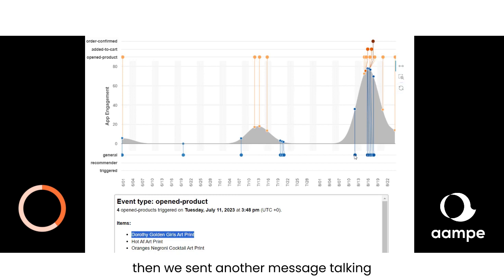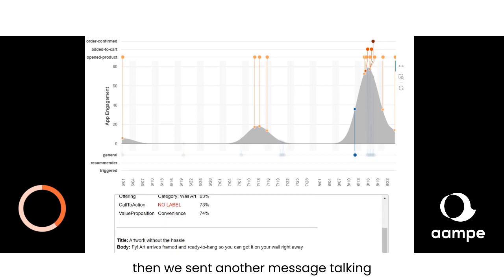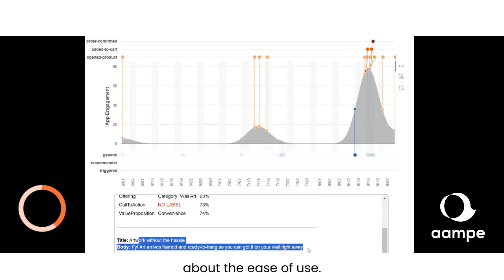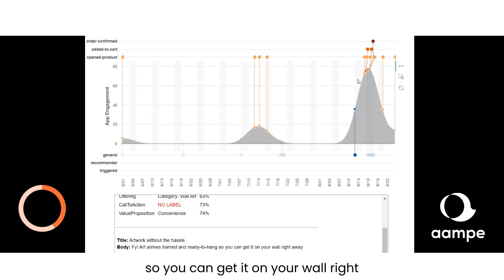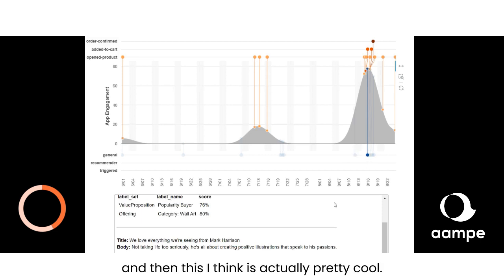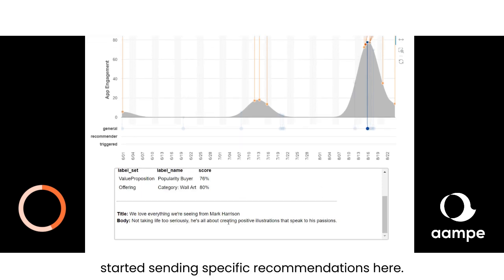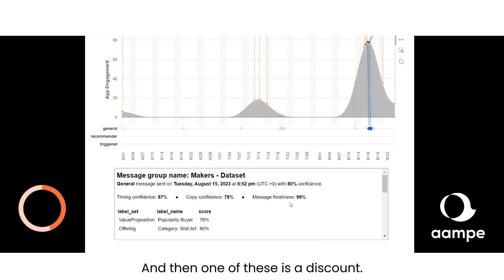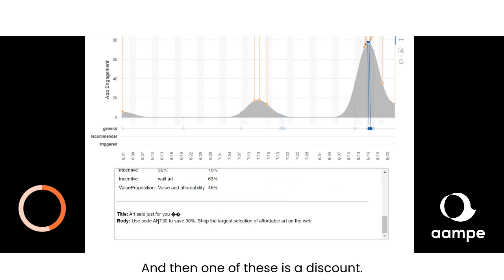So at this point, there was no activity because you can see we sent messages, but then nothing happened. At another point, then we sent another message talking about the ease of use. So we sell framed artwork that's ready to hang, so you can get it on your wall right away. We end up getting a few views, and then this I think is actually pretty cool. So once we get views, we started sending specific recommendations here. And then one of these is a discount. So use Art 30 to shop. So we had sent a 35%. It didn't result in anything.